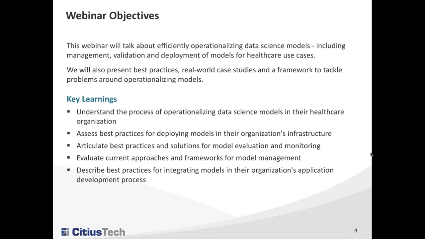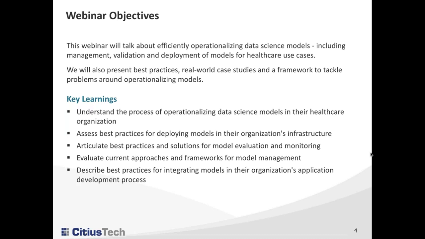With that background, today we'll be covering a high-level overview of how to effectively operationalize data science models and what that means for those who aren't familiar with the space. We'll present some best practices and approaches on how to deploy, evaluate, monitor, and manage developed models within a healthcare organization. And then we'll follow this with some real-life examples and a summary of key takeaways.